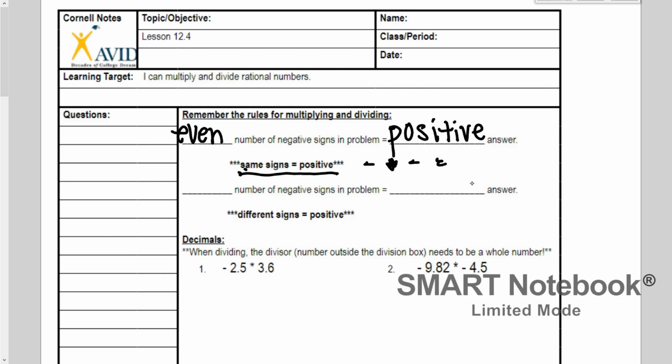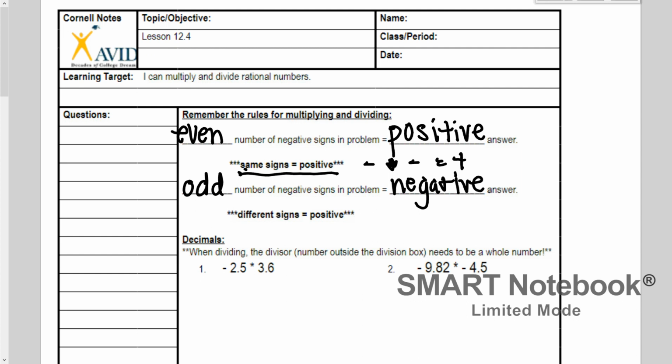Sorry, my pen is freaking out right now. There we go. Okay, and then a positive times a positive is also a positive. We know that. We've been doing that for a while. If there is an odd number of negative signs, the answer is going to be negative.